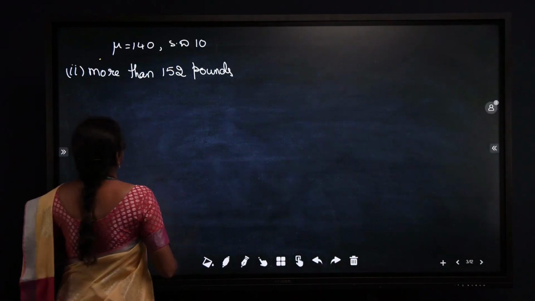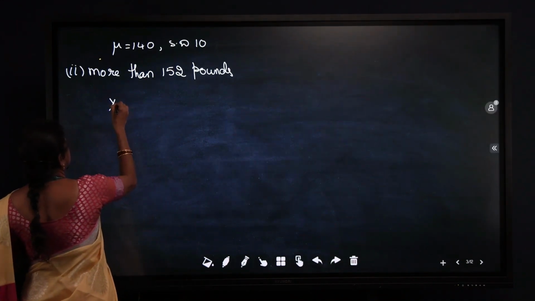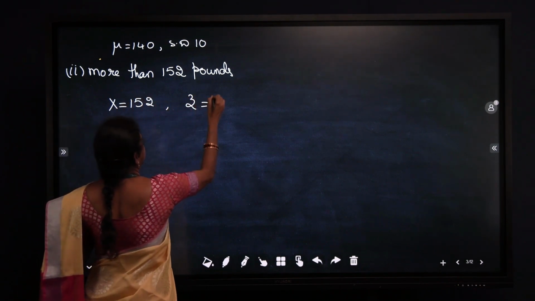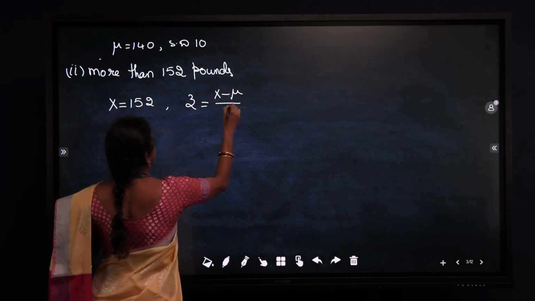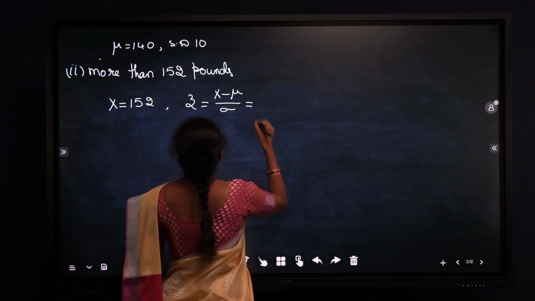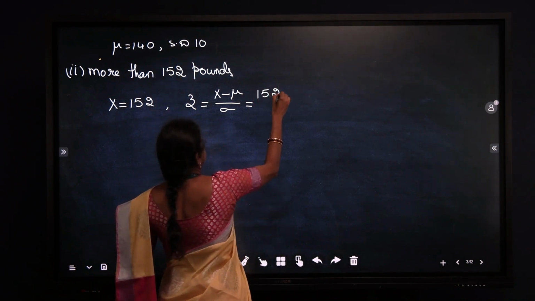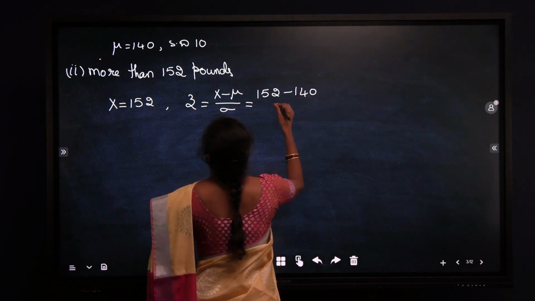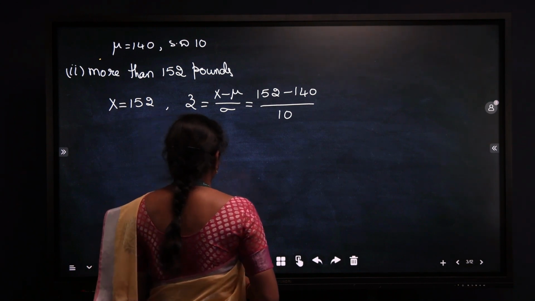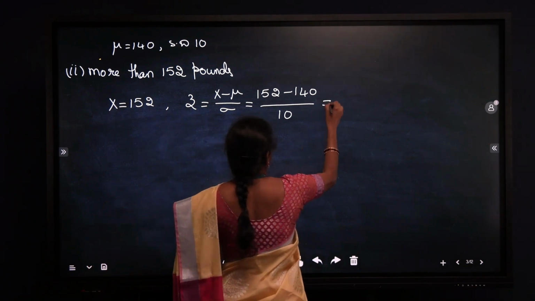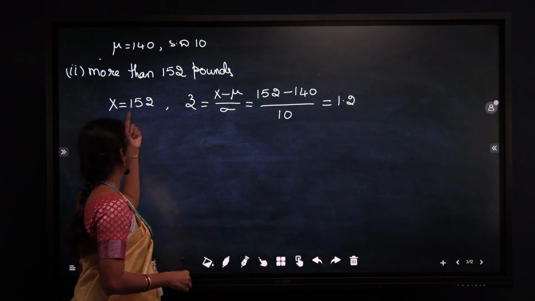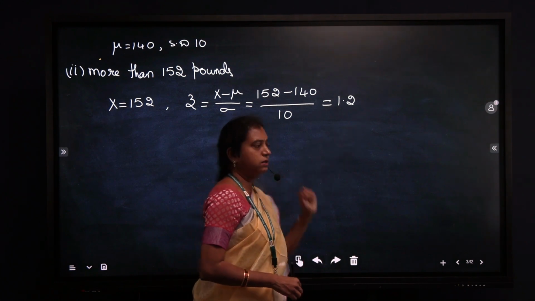So here he has given only one value, so we'll see how to find it out. X is equal to, that is weight is equal to 152. So Z is equal to (X minus mu) by sigma. We have taken the same example, so mu is 140 and standard deviation is 10. So 152 minus 140 by 10. 152 minus 140 will be 12, and 12 by 10 is 1.2. So the corresponding Z value for X equal to 152 is 1.2.